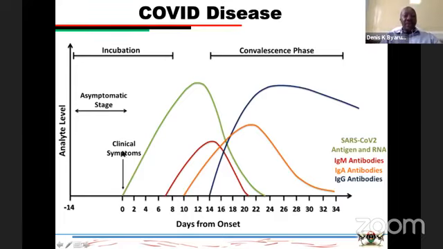So we know by now that we have quite a significant time where there are no clinical symptoms, then a stage where there is development of symptoms, but also the convalescent phase. Different tests are not going to be applicable to all these different stages because, for example, when you have a symptomatic stage or the virus is still incubating, first of all, you have minimal antibodies during that phase because the virus is just inducing the immune system to respond.